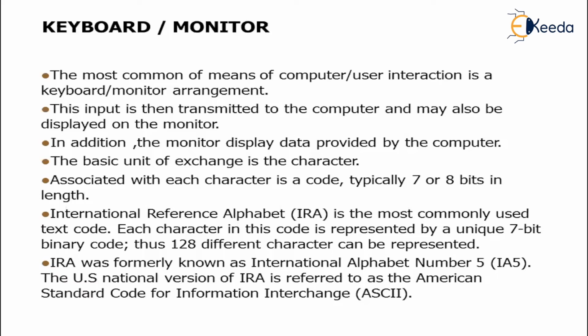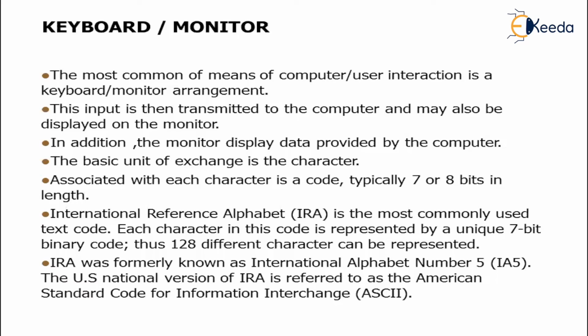The instructions that are given by you, it may be normal English language, get converted into machine language, then get encoded, and after that get displayed on the monitor. In addition, the monitor displays the data provided to the computer. The basic unit of exchange is the character. Now, associated with each character is a code. It may be a 7-bit code or it may be an 8-bit code. It all depends on what type of data you are producing or inputting.